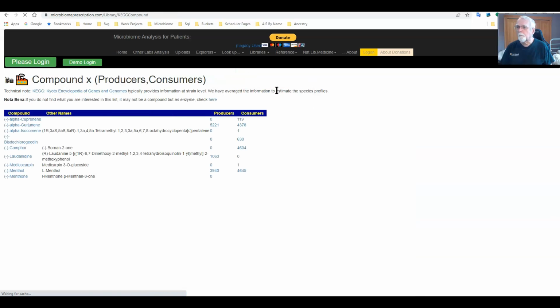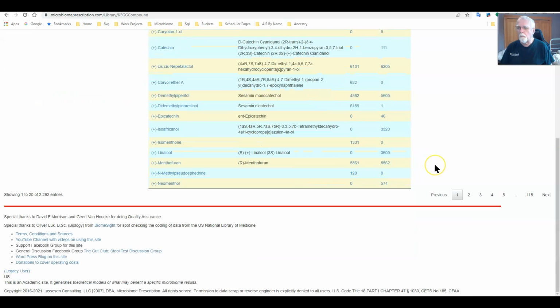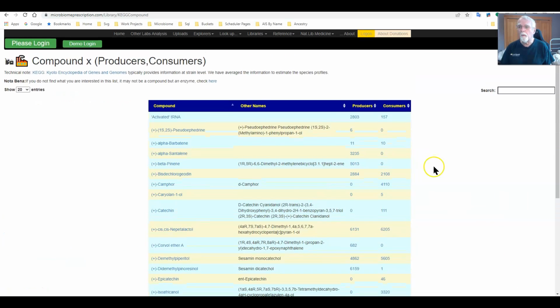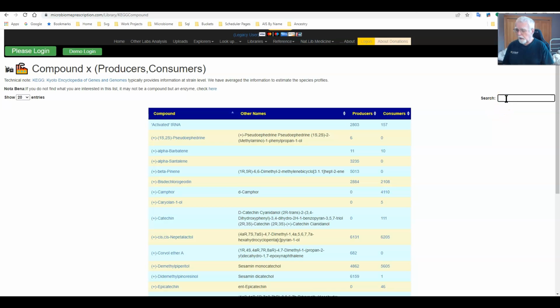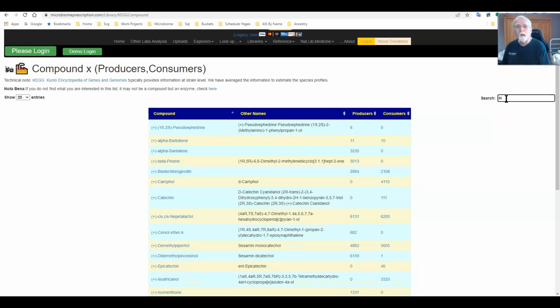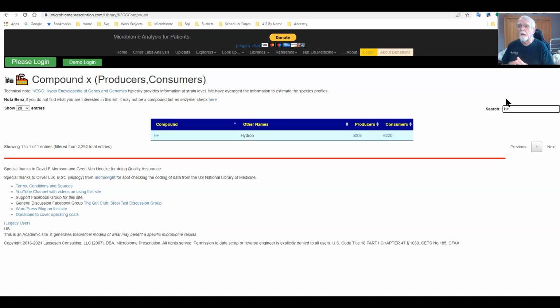We look at compounds. And how many different compounds do we have? We have 2,200 different compounds being done. Again, what we have is the ability to search. I'll put H plus there, hydron, or hydrogen ion, which is typical for, okay, I know I need to toss in formula. Okay, which is typical for SIBO. So you can see that, and you can say, okay, which bacteria produces this hydrogen ion, which is causing my SIBO? Oh, excuse me. There are 5,000 different bacteria.